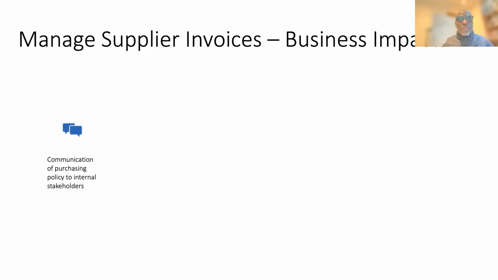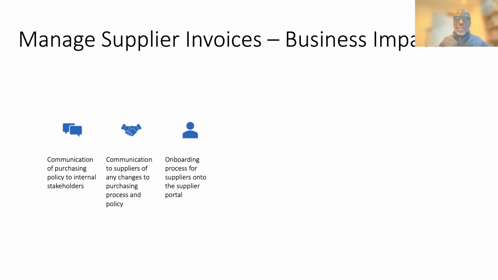So for example, the business impact, when you start to think about supply invoices: what about the communication of your purchasing policy to your internal stakeholders? What about the communication of this to the suppliers? You put in a new system, suppliers need to be communicated with. They need to be told how your processes are going to change and what that means for them. If there are going to be any changes to the purchasing policies, then they need to be aware of those as early as possible. And then if you're implementing a module like supplier portal, then suppliers need to be onboarded.